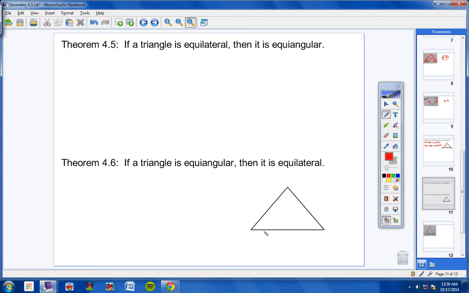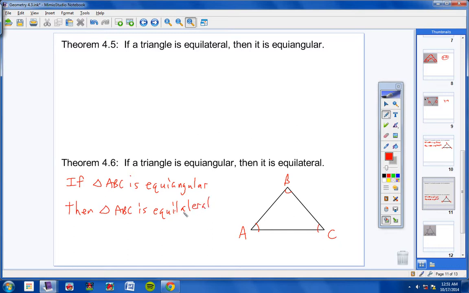Draw a triangle like that, and then mark this angle congruent to this angle, congruent to this angle, and we'll call that triangle A, B, C. Okay, I'll come over here and write this down. If triangle ABC is equiangular, then triangle ABC is equilateral. Alright, there we go.